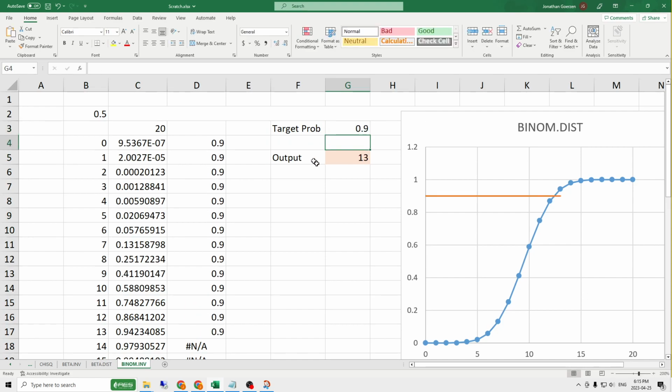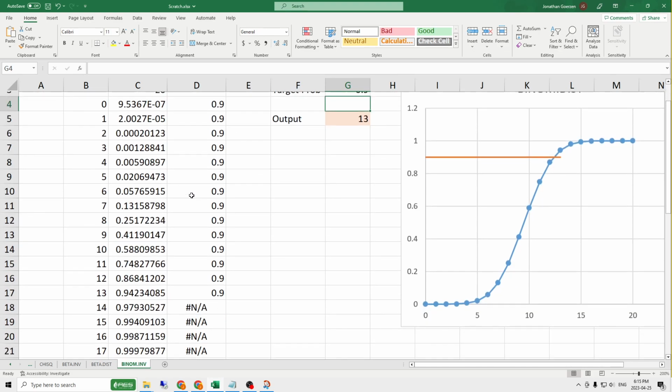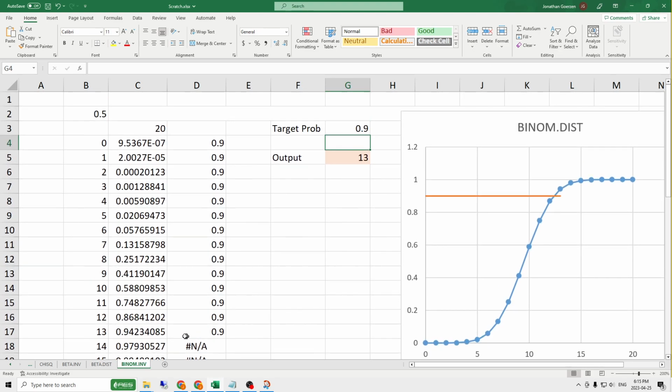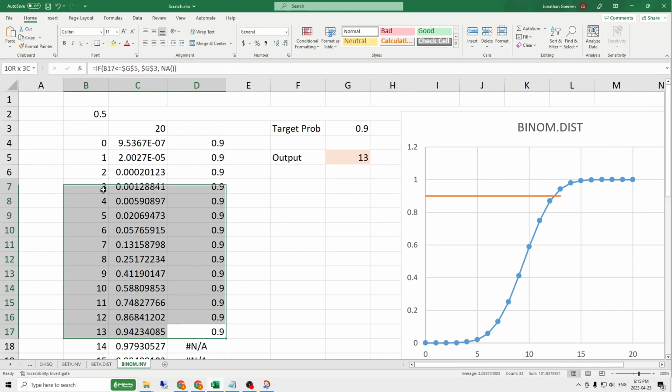If I want it to be 0.9, it says that if you do this for 20 flips, 90% of the time, 9 times out of 10, you are going to get 13 or fewer heads. And that's kind of neat.